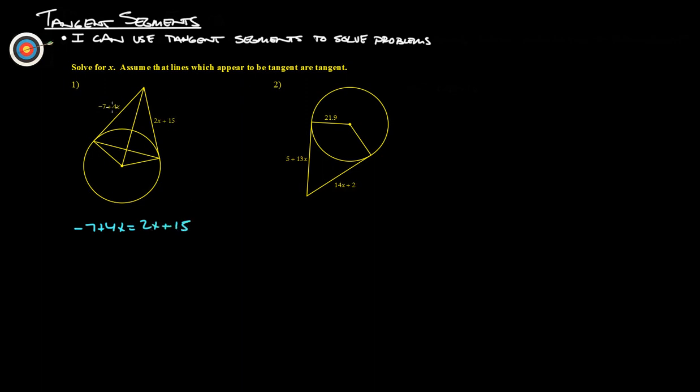I know that's hard to read. That's a plus and that's a plus. It's a little bit difficult to read there. Okay, so let's try this out. Let's subtract 2x from both sides. We get negative 7 plus 2x equals 15. Add 7 to both sides, and 2x is what, 22? Divide by 2. So we get that x is 11.